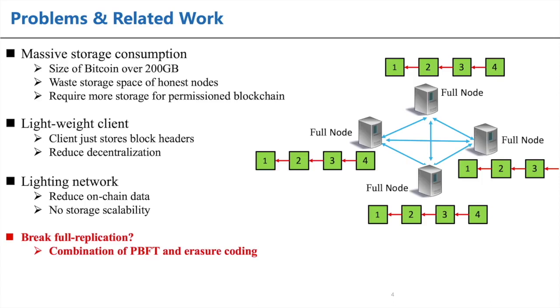The lightweight client just saves block headers rather than the entire blockchain. However, this technique will just reduce the overhead of the client while the full node still reserves a complete copy of the blockchain. The basic idea of Lightning Network is to restrain the volume of block data by reducing on-chain data. Although this approach eases the stress of storage for each node, it does not subvert the full replication mechanism fundamentally. In this work, we break the full replication of blockchain by combining PBFT and Erasure Coding.